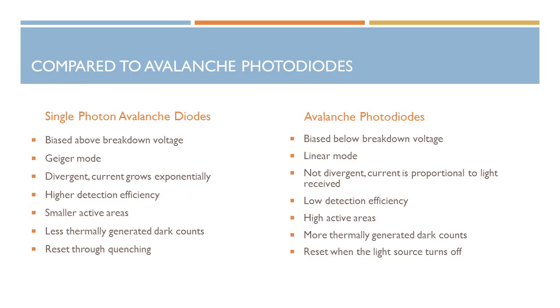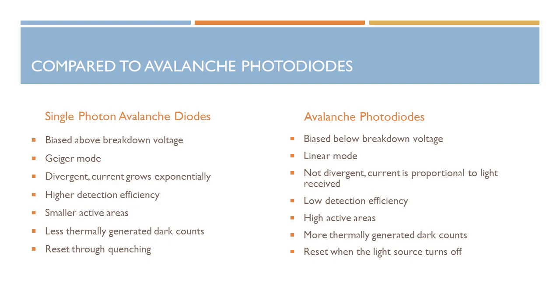When compared to the avalanche photodiode, the most obvious difference is that the avalanche photodiode needs multiple photons for a detectable light pulse. The single-photon avalanche diode operates above the breakdown voltage in Geiger mode, rather than below in the linear mode. Although they both use the avalanche effect, the single-photon avalanche is divergent, while the avalanche photodiode generates current proportional to the light received.